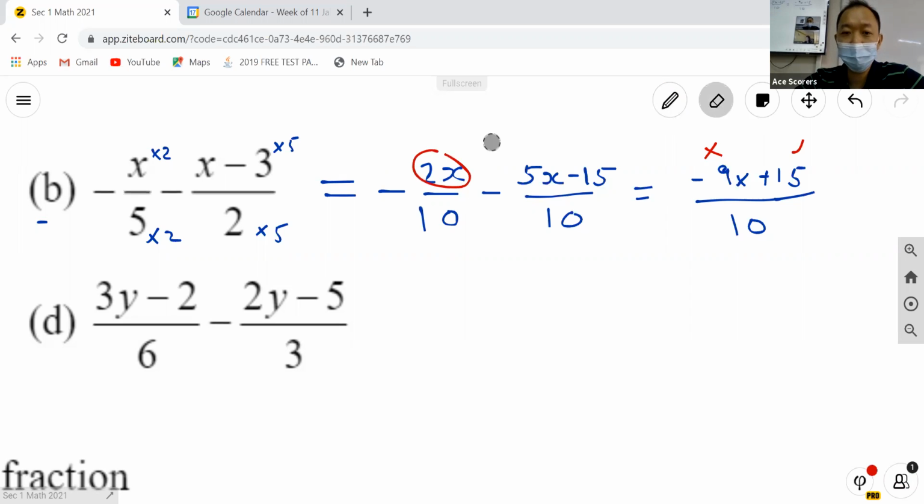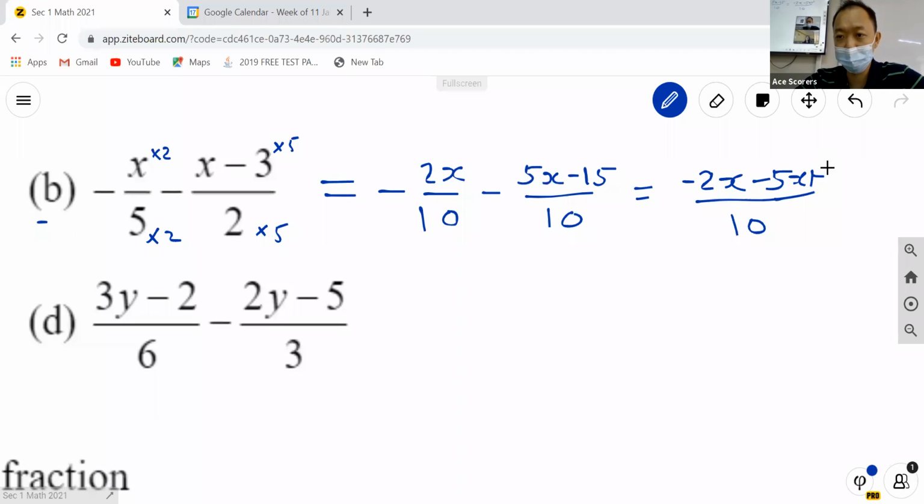Okay, let me work it out for you, right? So let's work out the numerator, okay? You see, this is minus 2x. So I have minus 7. Correct. So just write minus 2x minus 5x plus 15. Okay, so the numerator, once you combine the two fractions, you get minus 2x minus 5x plus 15.